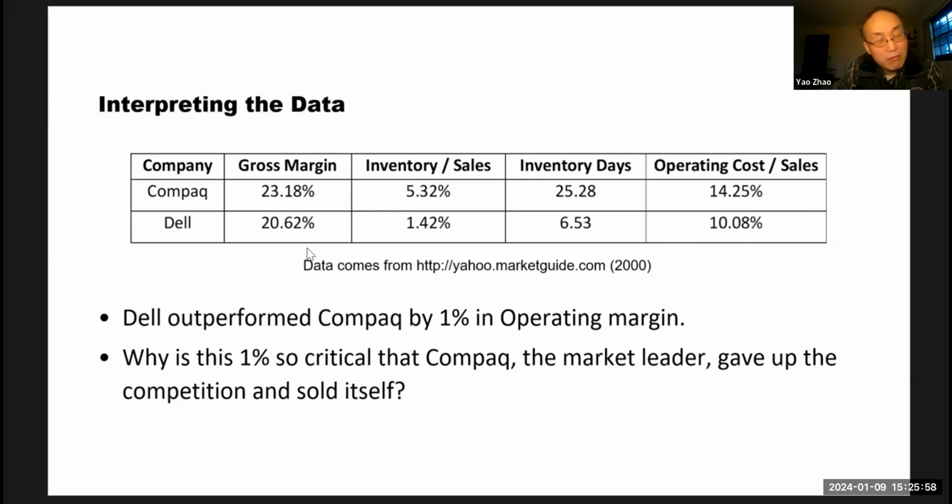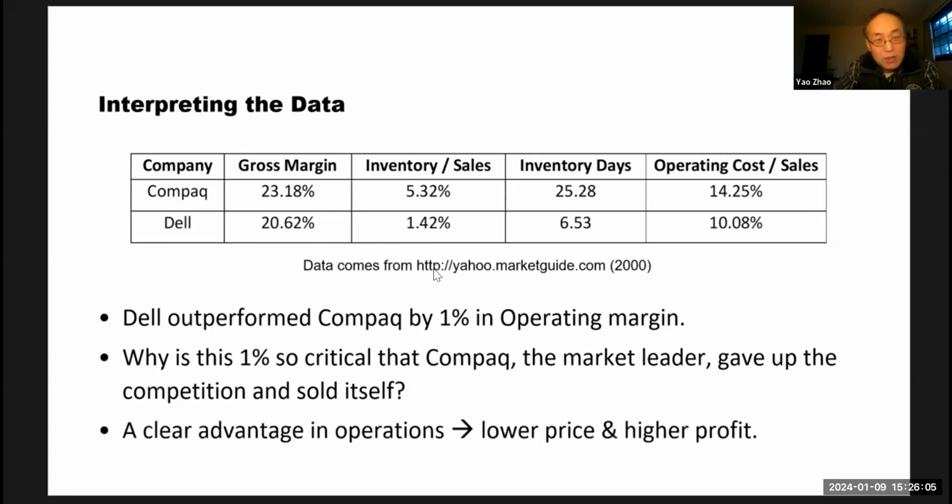So Compaq made a very intelligent choice, because Dell enjoyed a clear advantage in operations, which enables Dell to lower its price and also make higher profit at the same time. And if a company can do this constantly, then this company is going to win the competition.